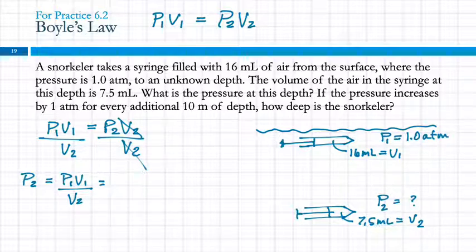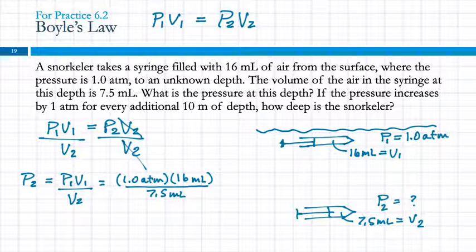So now I'm going to plug in my pressures and volumes with their units. Pressure 1 was 1 atmosphere. Volume 1 was 16 milliliters. And volume 2 was 7.5 milliliters. And then let's look at what happens with the units. The milliliters are canceling out, and I'm left with the unit of atmosphere, which is good because I'm trying to find a pressure. So I take 1 times 16 and I divide by 7.5. This is going to tell me 2.133 repeating atmospheres.